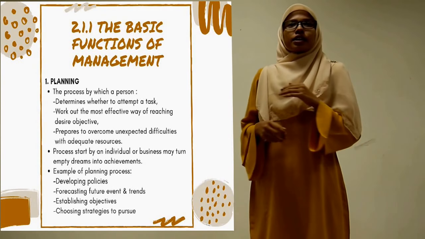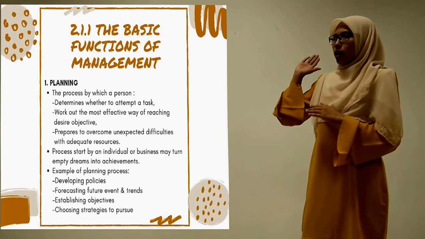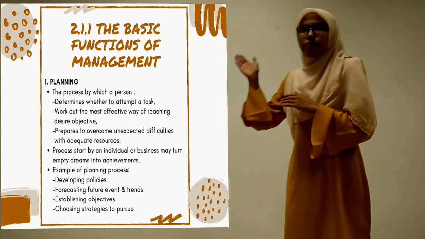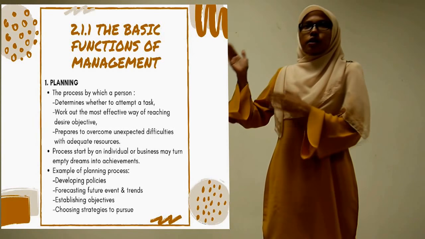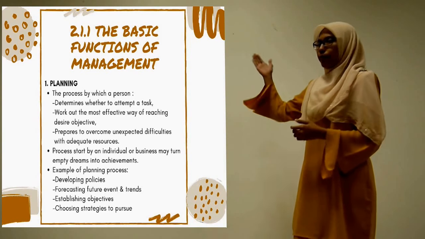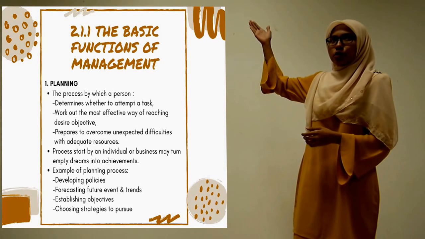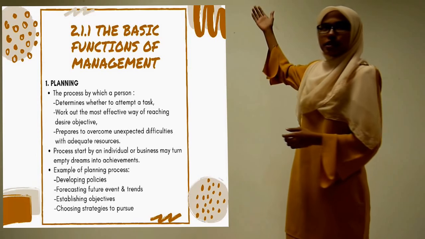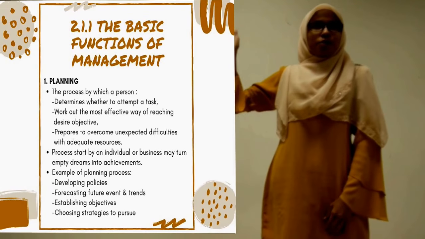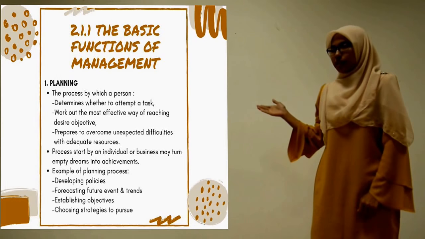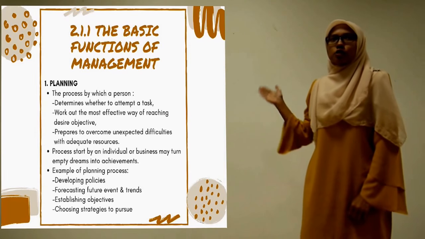Next is the example of the planning process. First is developing missions, forecasting future events and trends, establishing objectives, and last is choosing strategies to pursue.